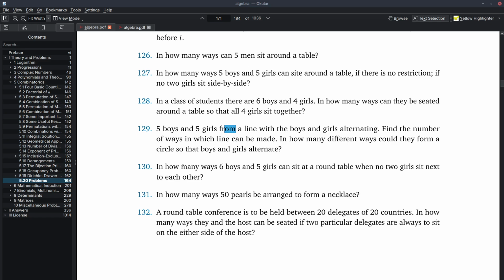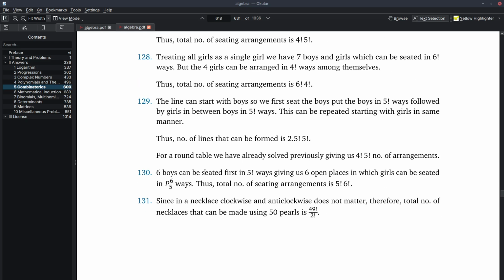Question 130 says, in how many ways can 6 boys and 5 girls sit at a round table where no 2 girls sit next to each other? We first seat the boys in 5 factorial ways, giving us 6 open places in which girls can be seated in 6P5 ways. The total number of seating arrangements is 5 factorial multiplied by 6 factorial.